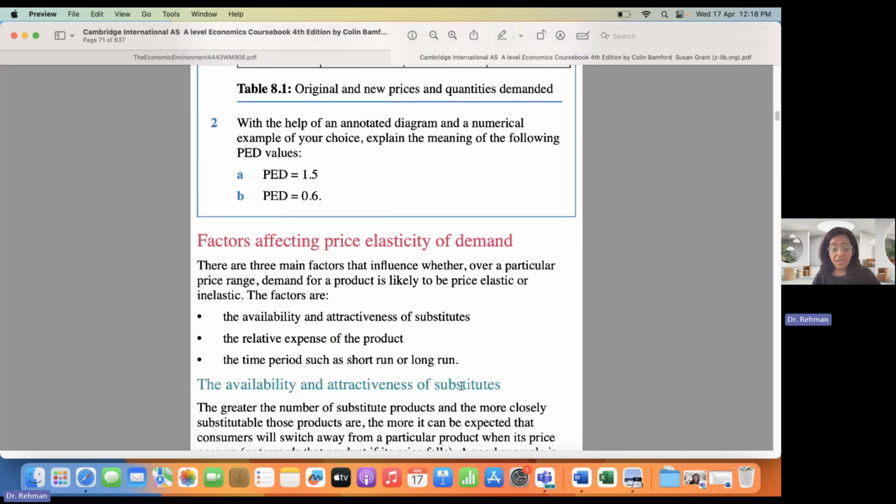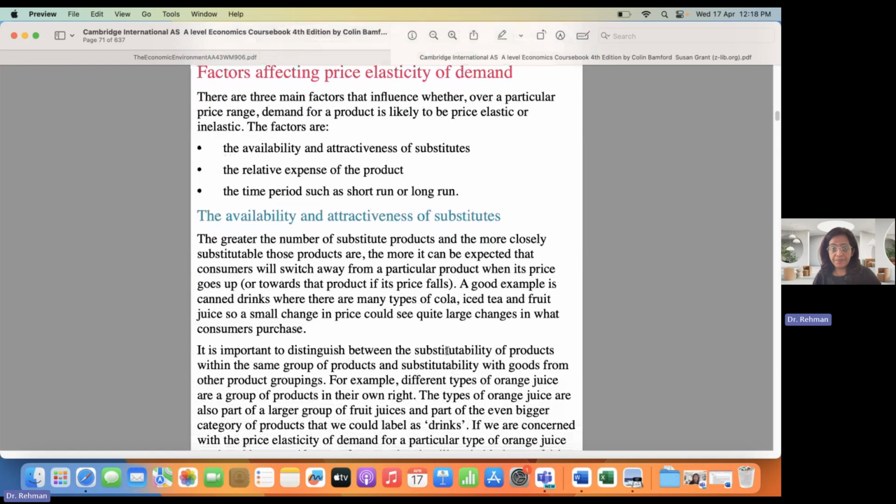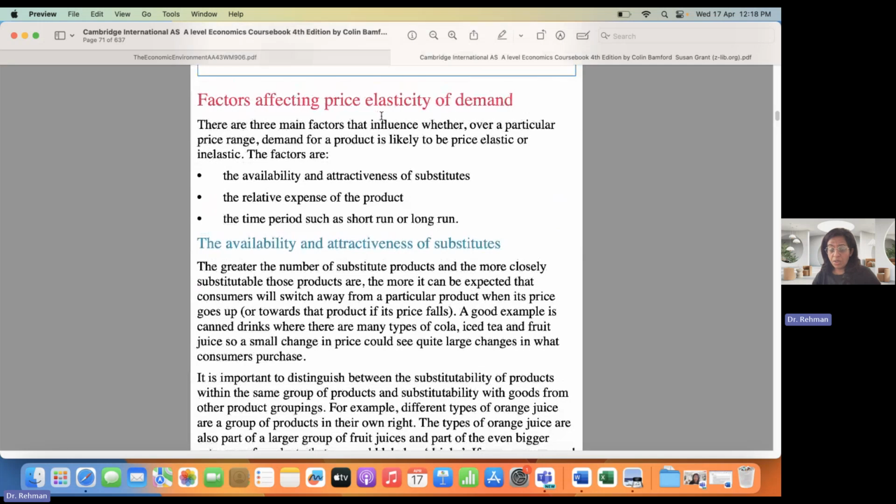You can calculate the PED, price elasticity of demand. Now, this is what I wanted to explain to you. Factors affecting price elasticity of demand. So in the market, if I have a laptop and I have salt, what determines the price elasticity of demand? Which one will be elastic, which one will not be elastic? So number one, the availability and attractiveness of substitutes. If a product has a lot of substitutes, people will not accept increase in prices.